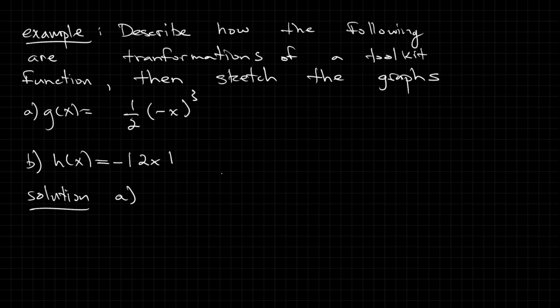Now these types of problems, they have a few more steps than the previous types of examples that we've done. The first thing that I'm going to ask is, which toolkit function? So what toolkit function is relevant for g of x? Well, I have a cube here, so the relevant toolkit function will be the x cubed function. So the answer is f of x equals x cubed.